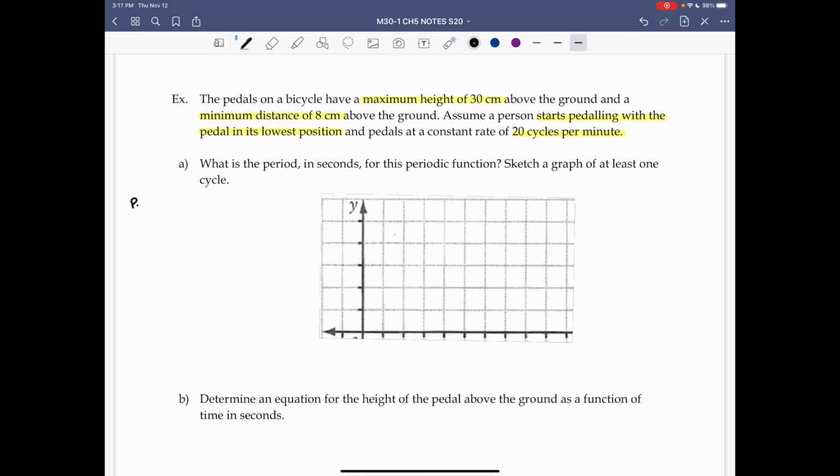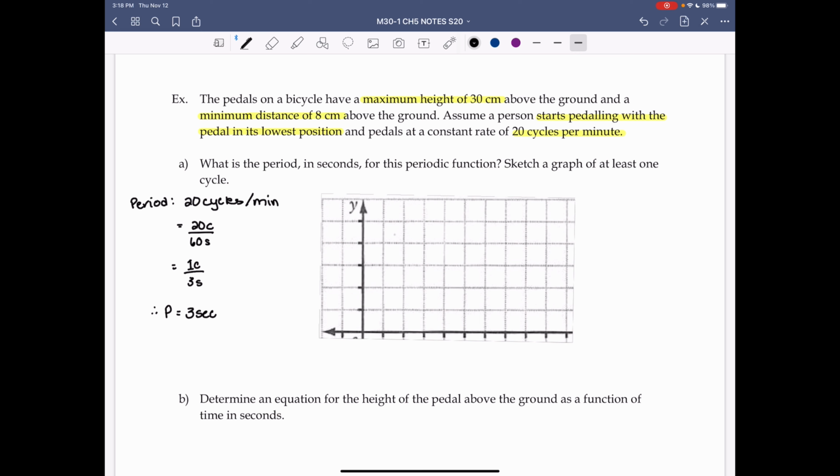Our period is, it tells us we go 20 cycles per minute. Which is 20 cycles in 60 seconds, which is 1 cycle every 3 seconds. Therefore, the period for this function equals 3 seconds.